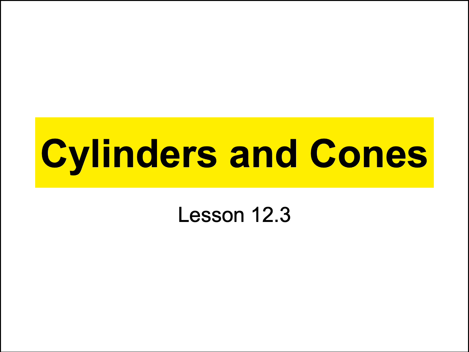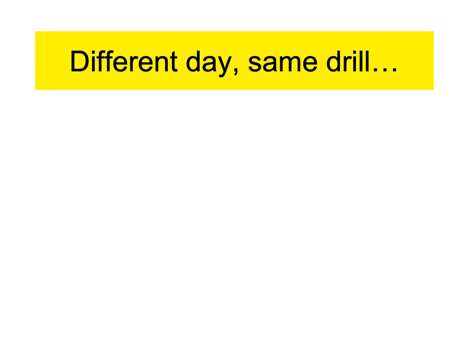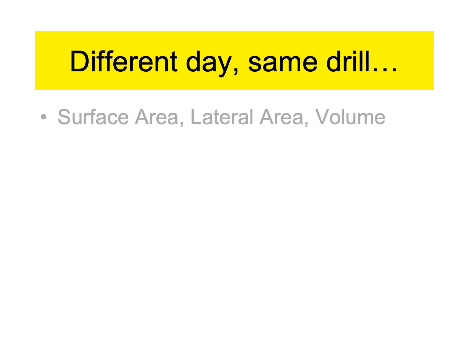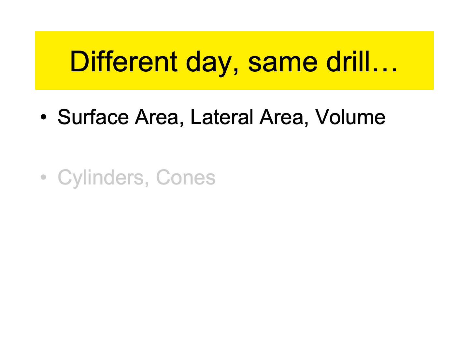Okay, cylinders and cones. So different day, same drill. We're going to be doing 3 things: surface area, lateral area, volume. Now remember the book calls surface area total area. I'm okay with that, but most books call it surface area. All right, and the shapes we're doing are cylinders and cones. So we'll do one at a time.